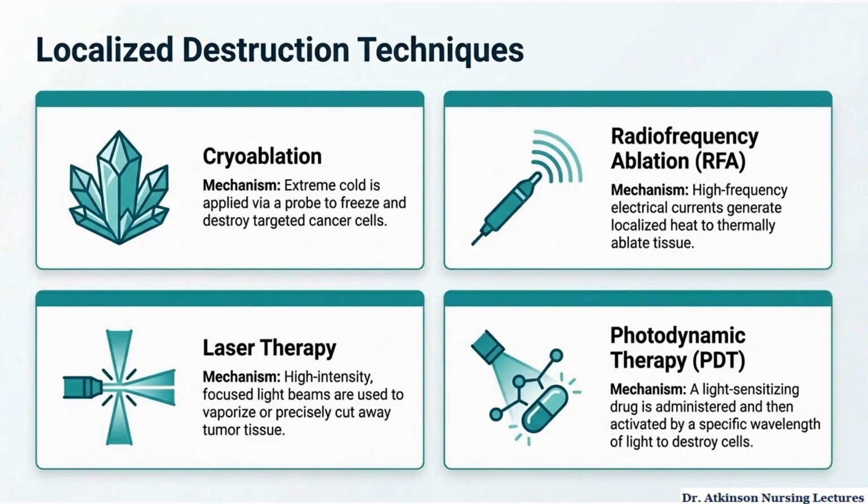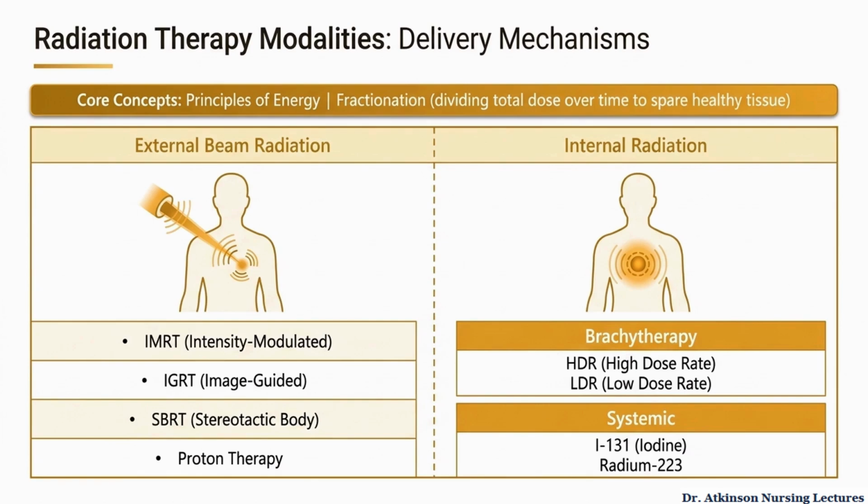Photodynamic therapy combines a photosensitizing drug with light activation to destroy cancer cells. After photodynamic therapy, patients require strict protection from sunlight because of severe photosensitivity. Radiation therapy uses ionizing energy to damage the DNA of rapidly dividing cancer cells.